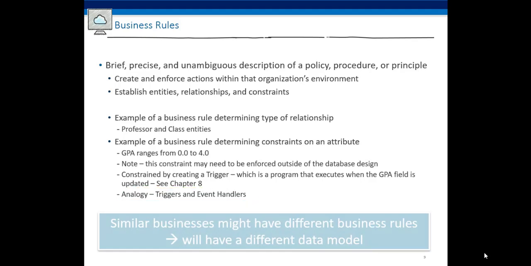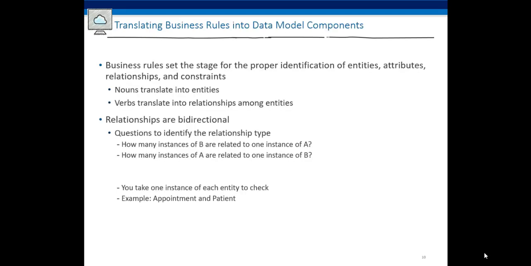So I hope you see that similar businesses might have different business rules. And this is why a lot of database design is customized and not out of the box, because the database has to follow the rules of that business. Again, emphasizing the importance of business rules and the data model components. Business rules are how you're going to identify entities, attributes, relationships, constraints.